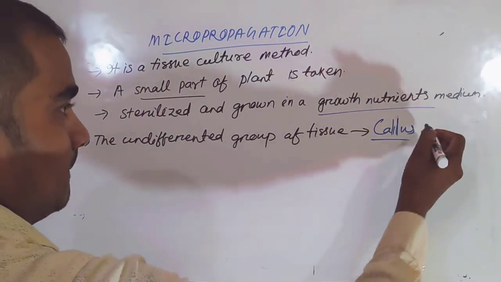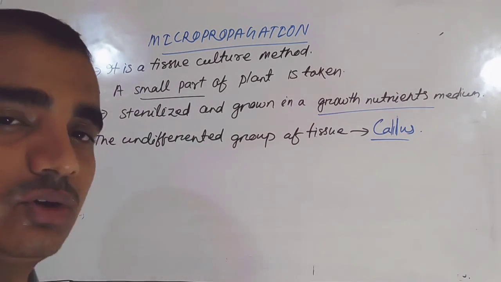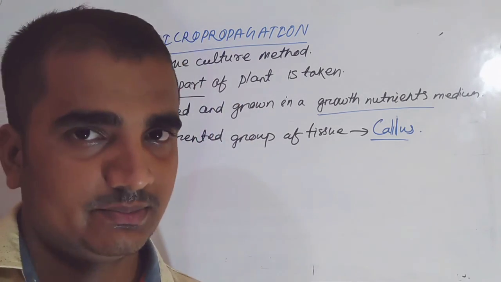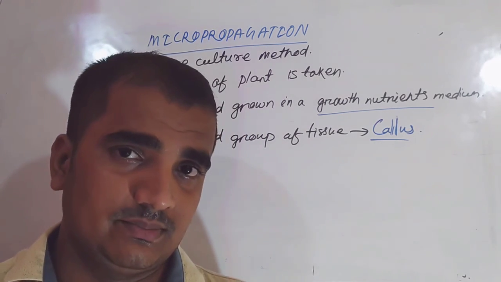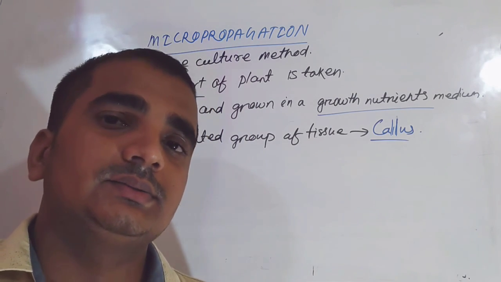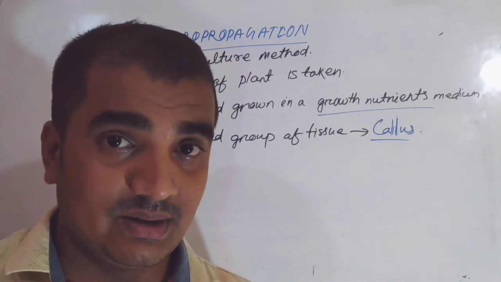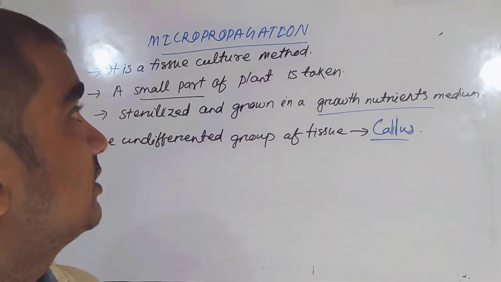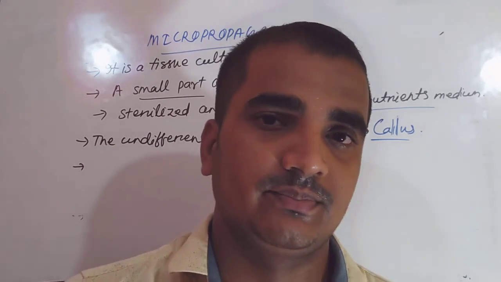And now in the callus, a root system and shoot system develop, and a plantlet is developed from the callus. Now the plantlet is ready to grow in greenhouses, and after some weeks it can be provided to farmers and planted in the soil. It is ready now. So this is all about micropropagation and artificial methods of vegetative reproduction. Okay, thank you.